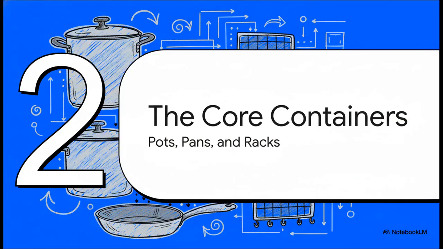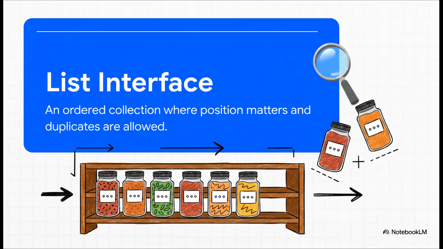Okay, so let's start by checking out the most important containers in our kitchen. We're going to focus on three main types of collections: lists, sets, and queues. You can think of these as the main pots, pans, and racks that you're going to be using almost every single day. First up, we've got the list. A list is an ordered collection, and that means it keeps everything in the exact order you put it in. The perfect example is a spice rack, right? Where you put the paprika matters, and yeah, you can totally have 2 jars of it. That's a list. It's ordered, and it's totally cool with duplicates.